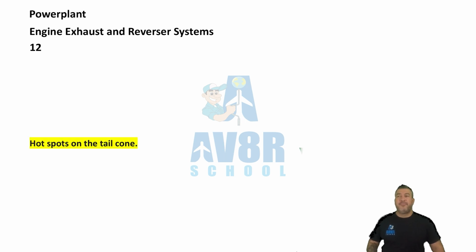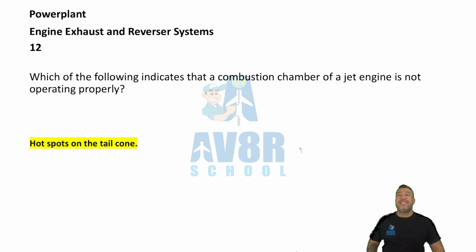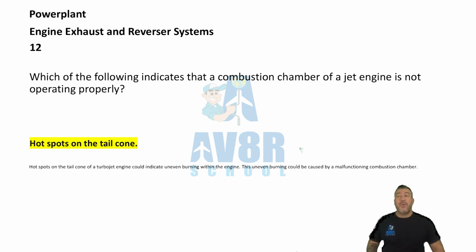Number 12, hot spots in the tail cone. So which of the following indicates that a combustion chamber of a jet engine is not operating properly? You're going to find hot spots in the tail cone.